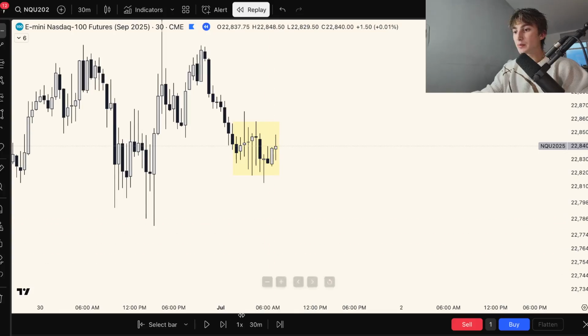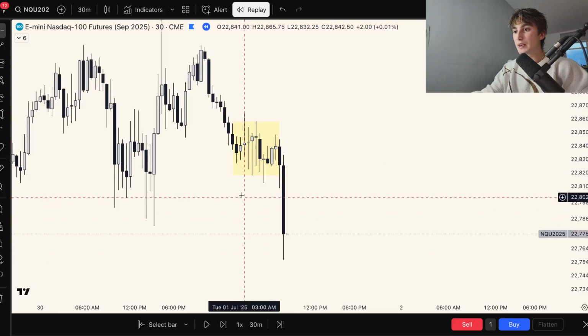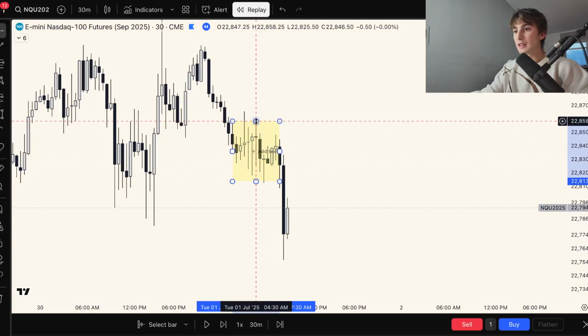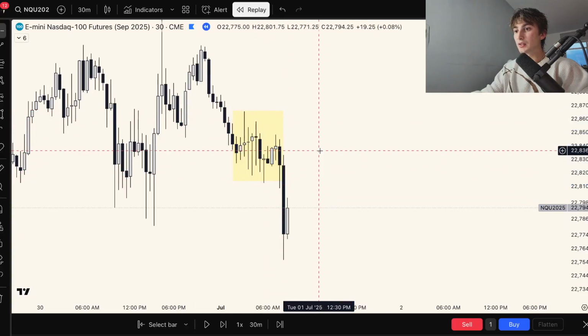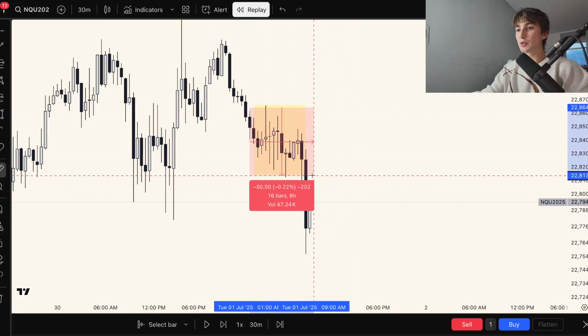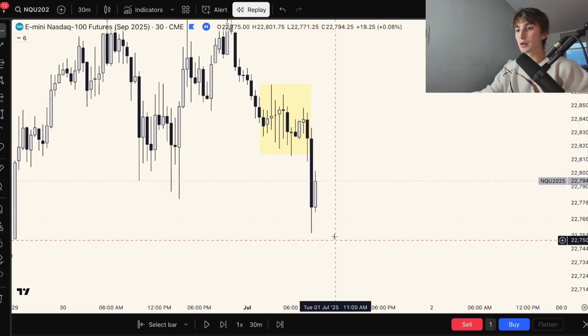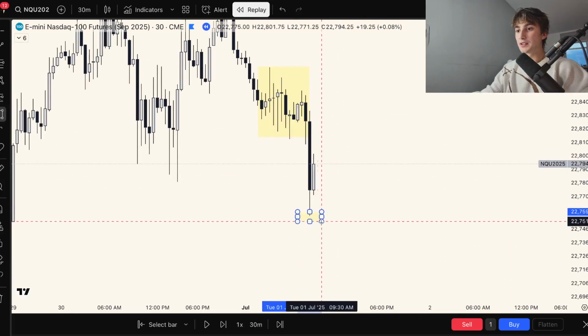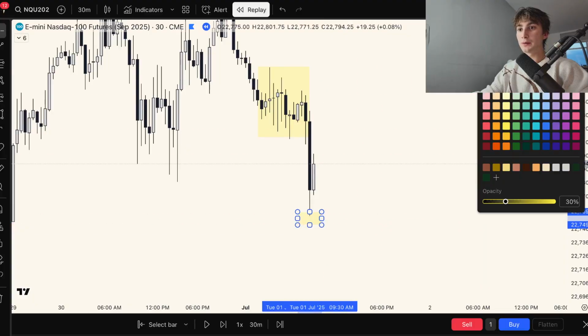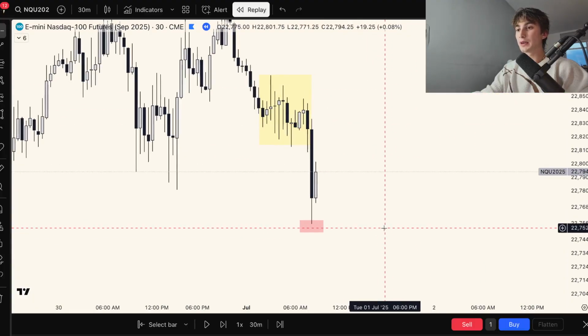And so we can mark out this higher time frame accumulation period. Then going into pre-market, you see that price decides to break out of this accumulation and manipulate lower, right? So we break out of this accumulation period and we manipulate lower. This is going to be the bottom of our manipulation move right here, so I'll mark that out in red.